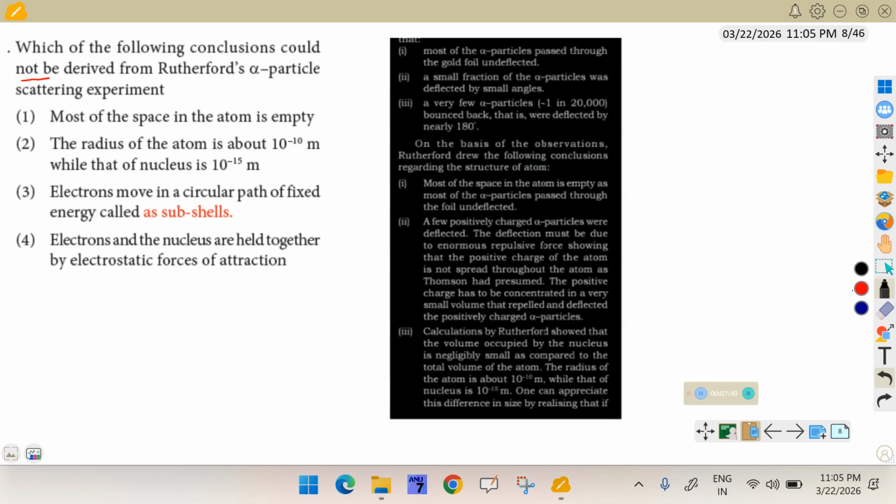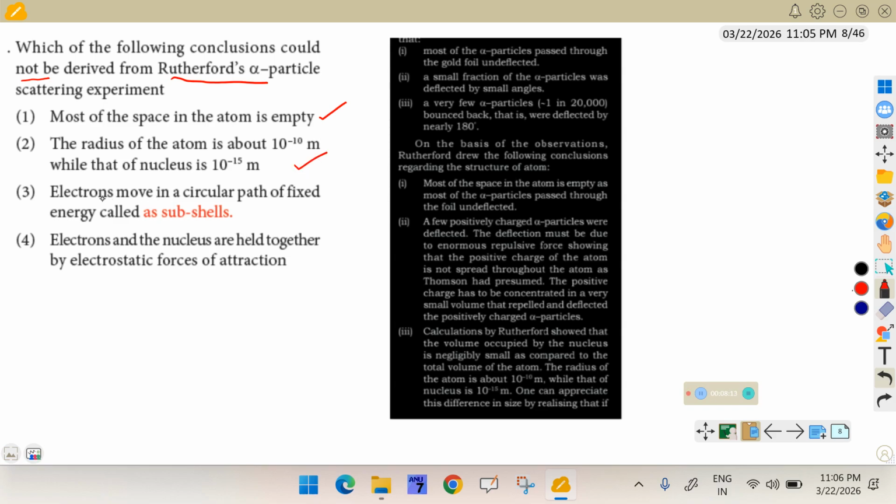Which of the following conclusions could not be derived from Rutherford's alpha ray particle scattering experiment? See, the conclusions of Rutherford's alpha ray scattering experiment are given here. First, most of the space in the atom is empty. Correct, conclusion of Rutherford. The radius of the atom is about 10 power minus 10 meters, while that of the nucleus is 10 power minus 15.